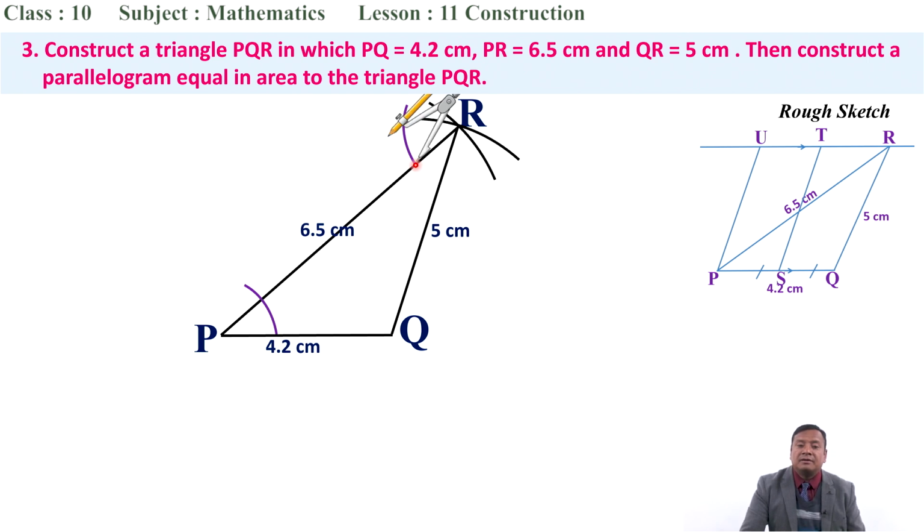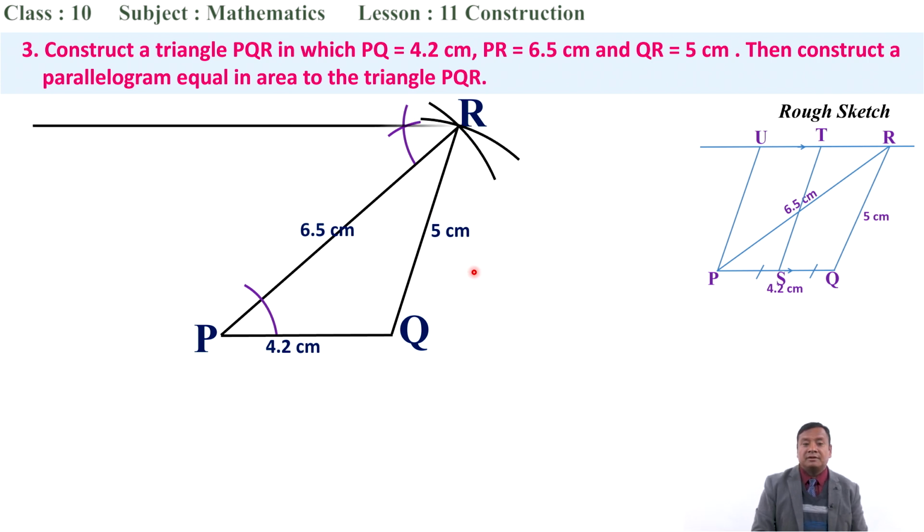Then without changing this, just measure here, and from this point you have to put your compass at this point here, and then look carefully, you have to cut like this way, and after this we have to draw a line through that R and this point. Now it will be parallel to PQ, right? Here we can say that this line is parallel to PQ because we made the alternate angles equal. Is it clear?